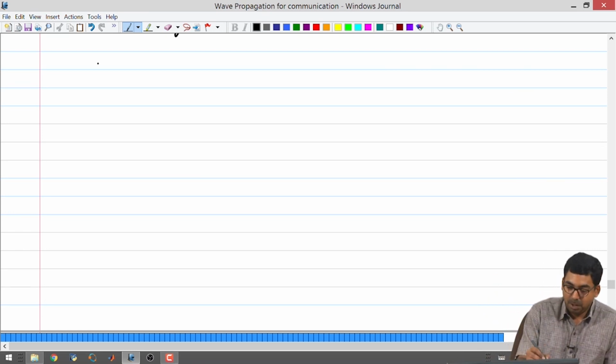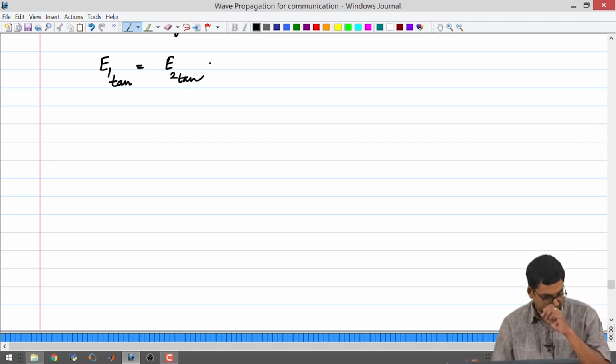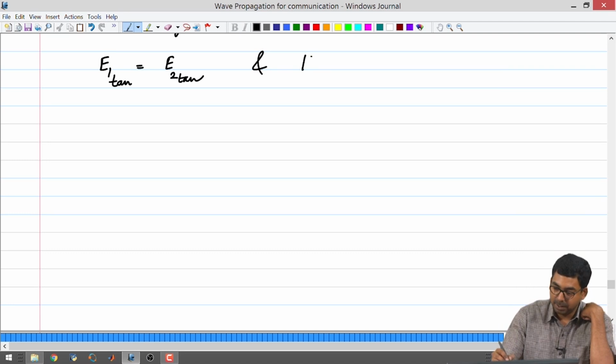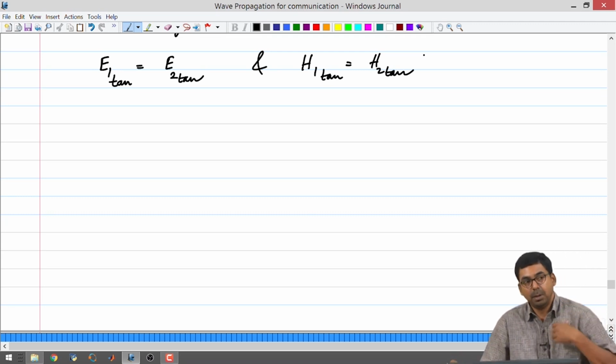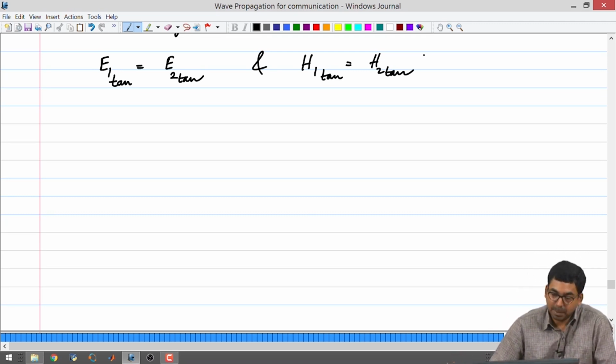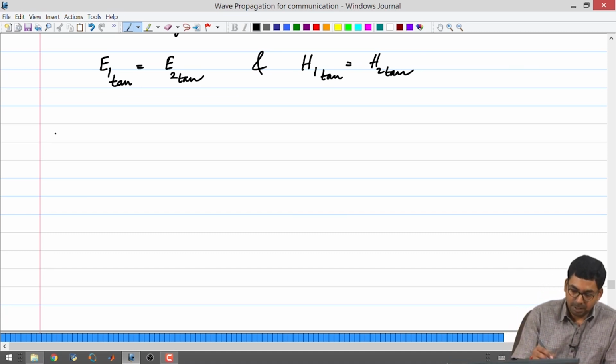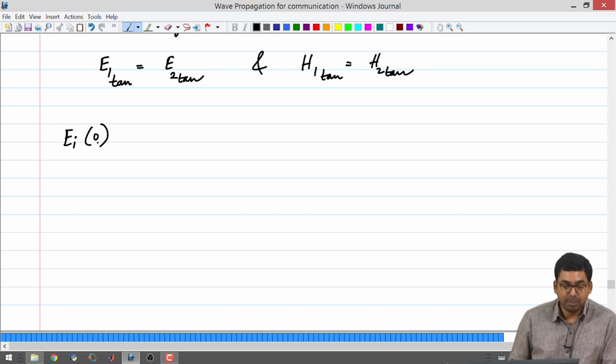So, if you want, very easily you can write E1 tan simply equal to E2 tan, that's all it means. And you can write this for the magnetic field also: H1 tan is equal to H2 tan. So, mathematically that is all continuity means. But to be very clear, we have to write that at position 0, which is the interface.